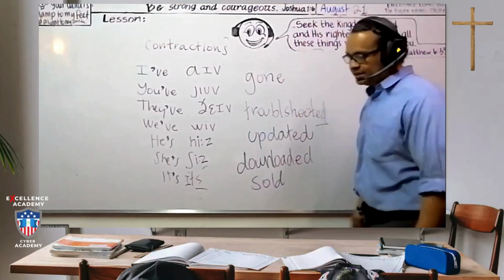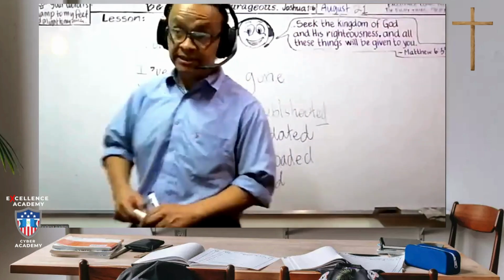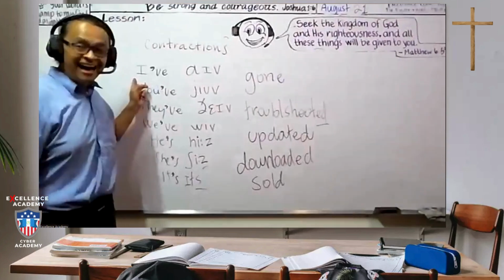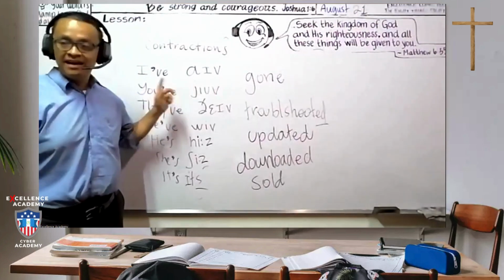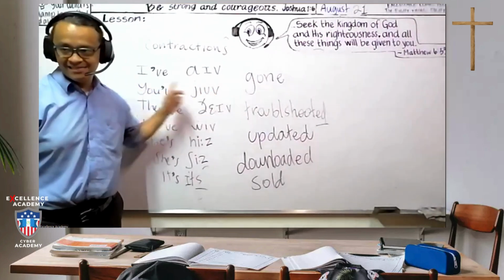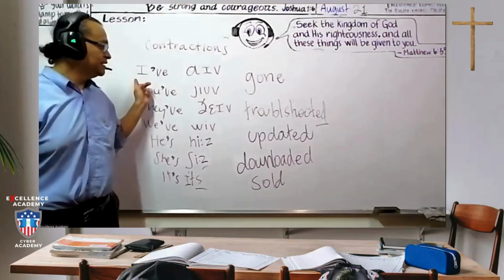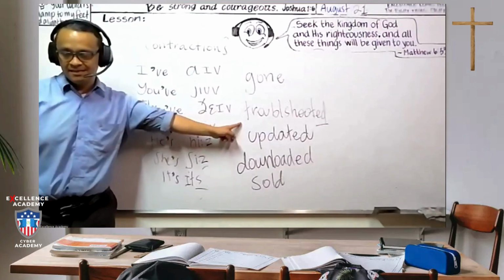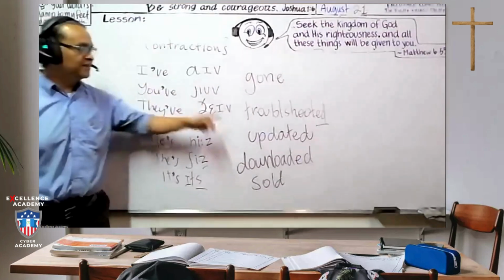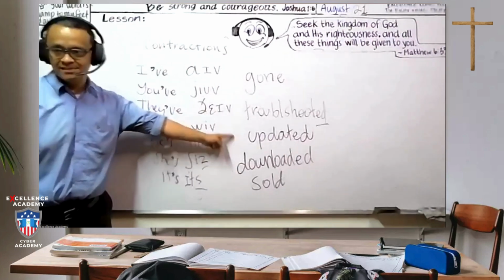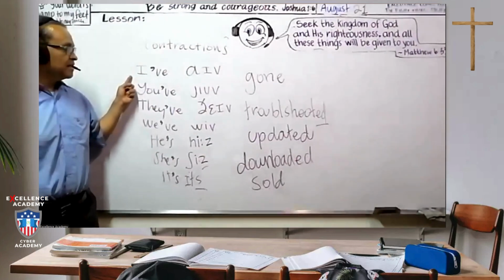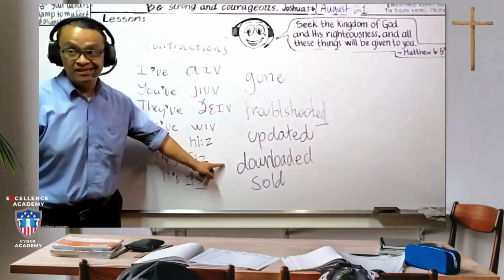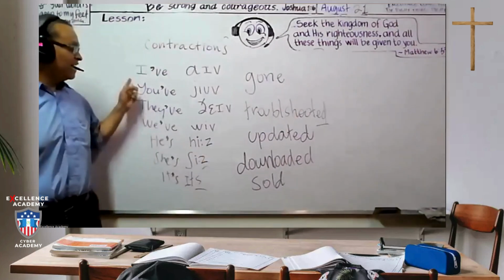Okay, let's practice. This is going to help you with your pronunciation. Who wants to have good pronunciation? Yeah, you want to speak like a gringuito? Let's go. Remember to say I've. Everybody say I've gone. Good. I've troubleshooted. I've updated. I've downloaded. I've sold.